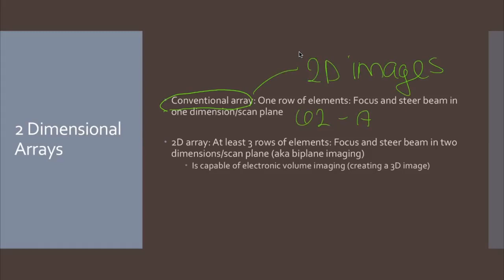Okay. Image B, right next to that, is actually called a 2D array. And I want you guys to write down that this is called the 2D array. So it's not called a conventional, right? It's called the 2D array, and it has at least 3 rows of elements inside of them.